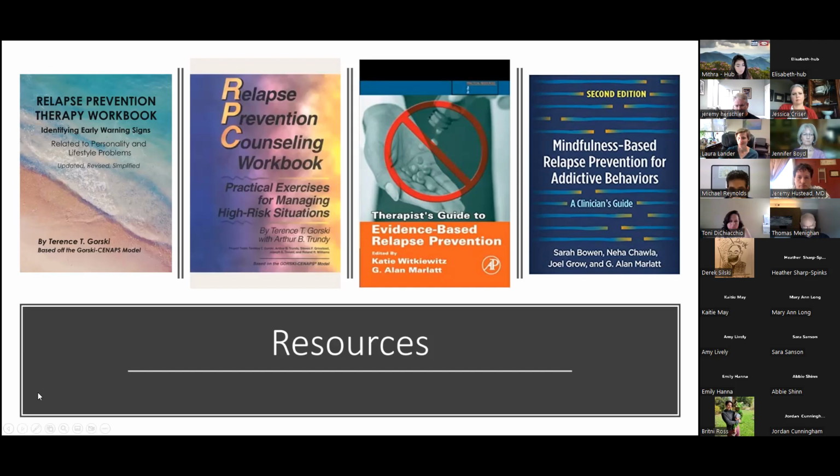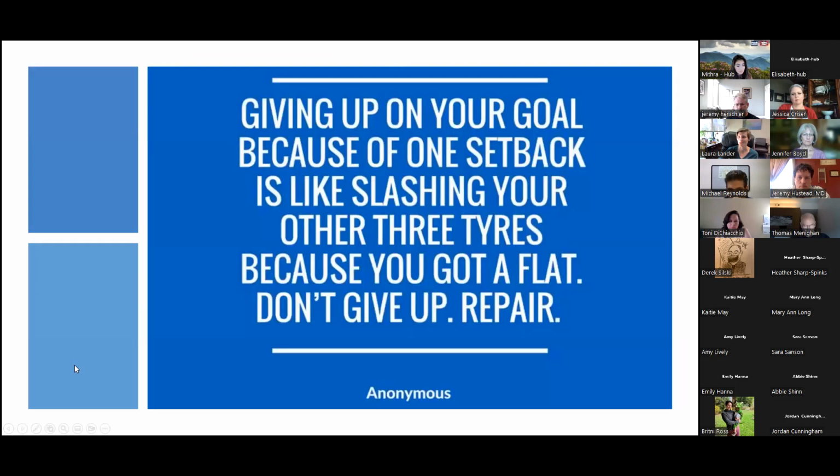And then this is the quote I share with patients that they love. This is an English quote, which is why tires are spelled that way. This is the one they like the best, because somehow this helps with a little bit of insight. And it goes, giving up on your goal because of one setback is like slashing your other 3 tires because you got a flat. Don't give up and repair.